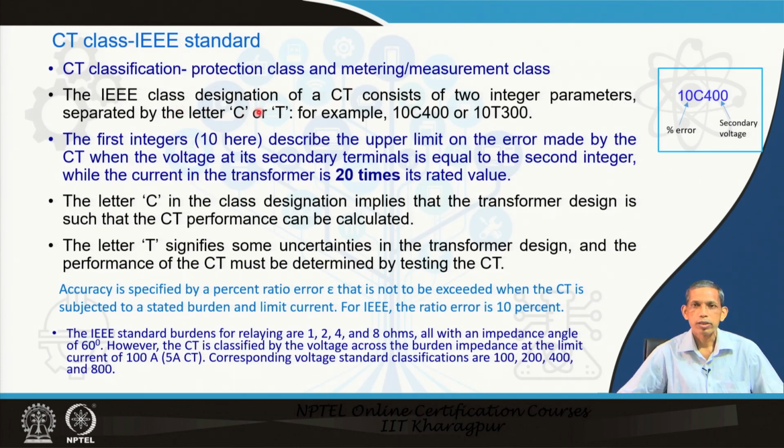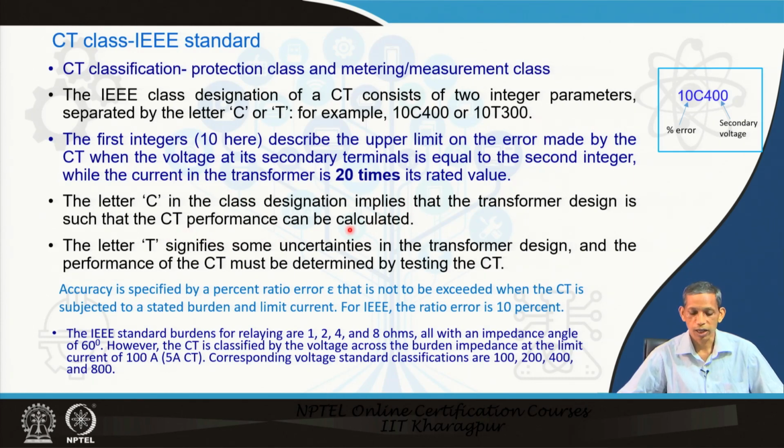The IEEE class designation of a CT is defined in terms of a letter, C or T, and two integer parameters, for example 10C400 or 10T300. So we have an integer before the C and an integer after it, and likewise an integer before the T and after it.